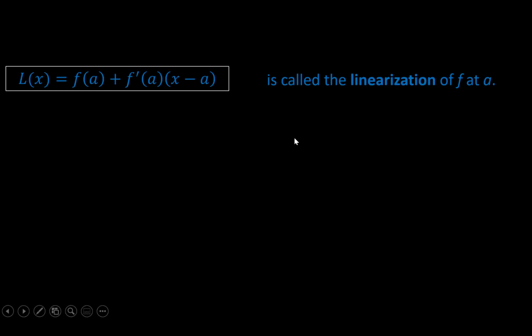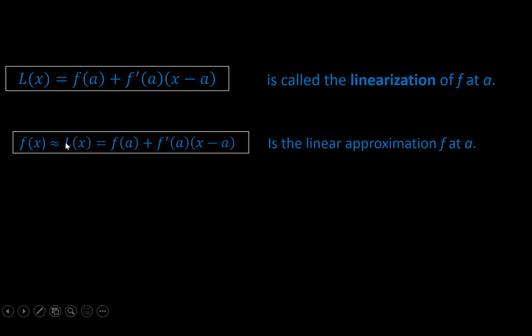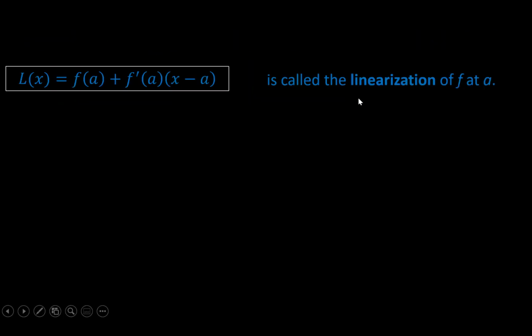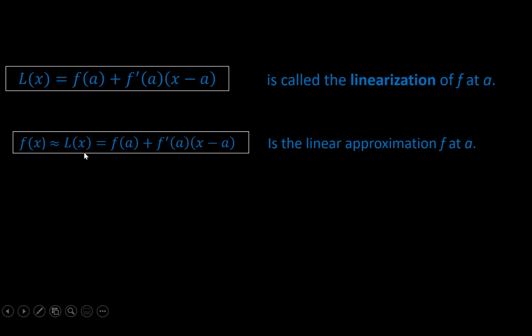Then the formula that we had before becomes f(x) is approximately equal to L(x), which is this. I'm talking about the formula right here. The right hand side we denote by L(x), and f(x) is approximately equal to L(x), which is this.